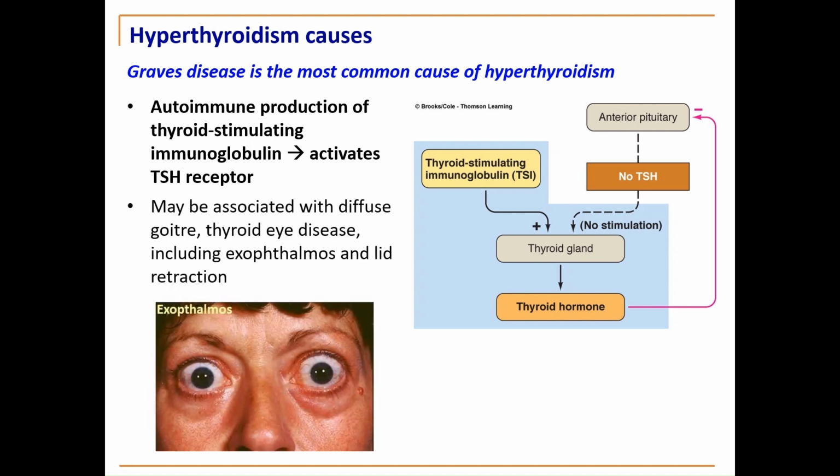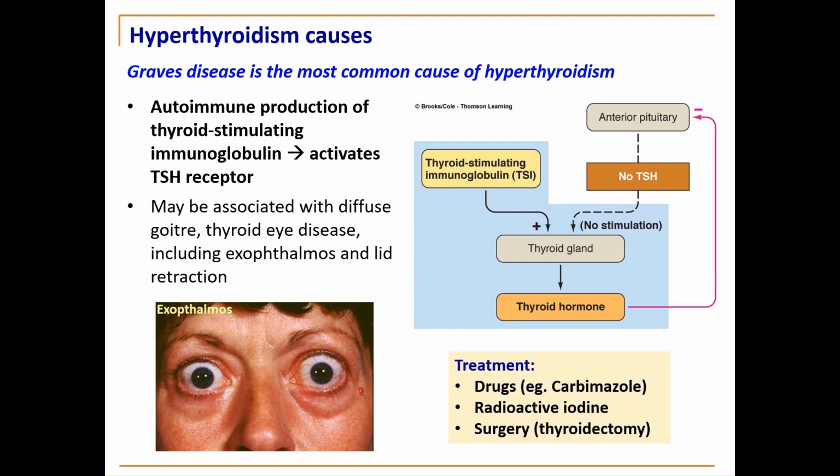The condition may be associated with a diffuse goitre, thyroid eye disease, and that includes exophthalmos, so bulging eyes, and lid retraction as well. So how do you treat this? Well, have a little bit of a think about what you might want to do. You don't have to be, like I said, a medical student or a doctor to understand these, but you want to switch off that thyroxine or thyroid hormone production. So what might you do? You might try and give drugs that reduce the release of thyroid hormone from the thyroid gland itself. So things like carbimazole. You might want to, if that doesn't work, give radioactive iodine.